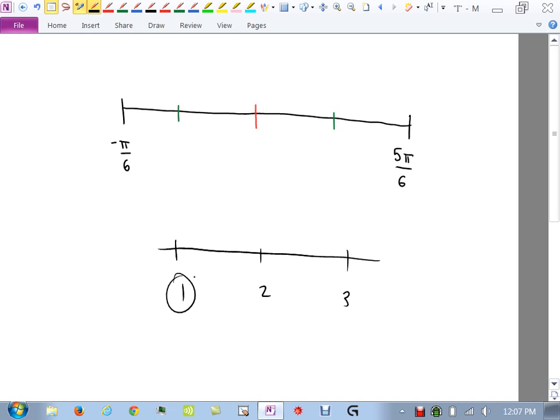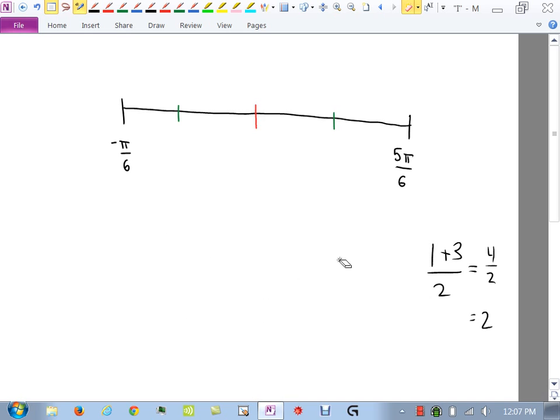Well, one way you could do that is take 1, take 3, add them up, and then divide by 2. So you get 4 over 2, which is 2. So the number right between them is 2. So taking two numbers, adding them, then dividing by 2 is the same as taking their average. So that's what I'm going to do up here.